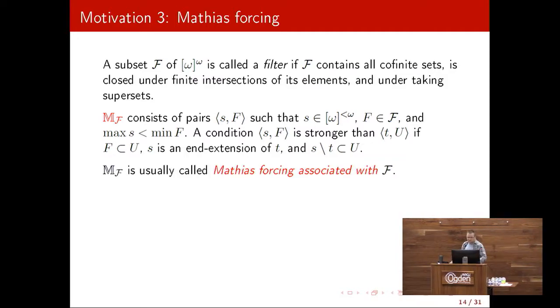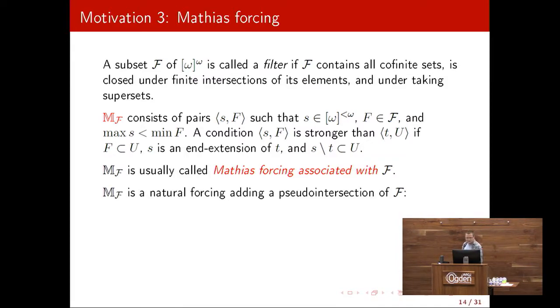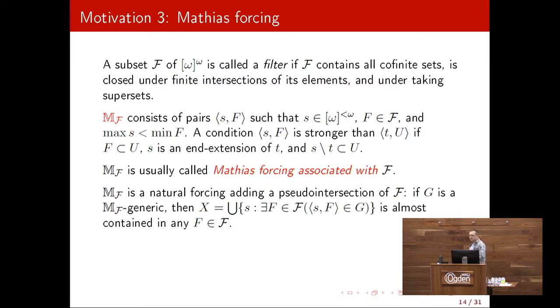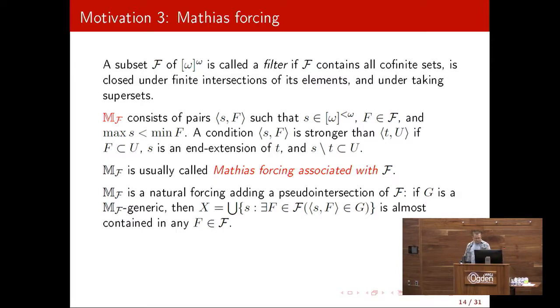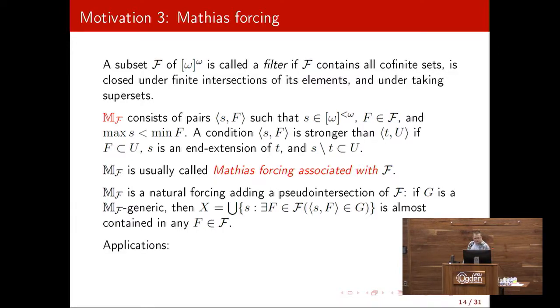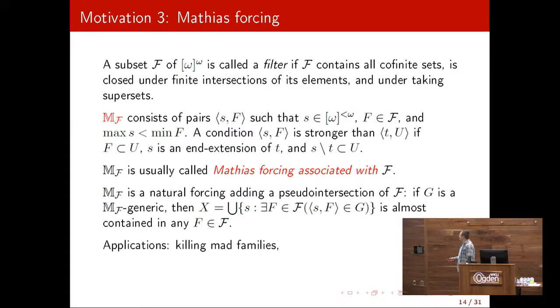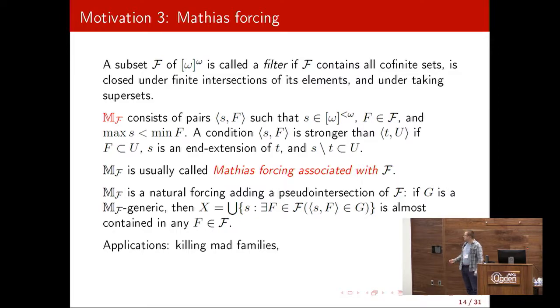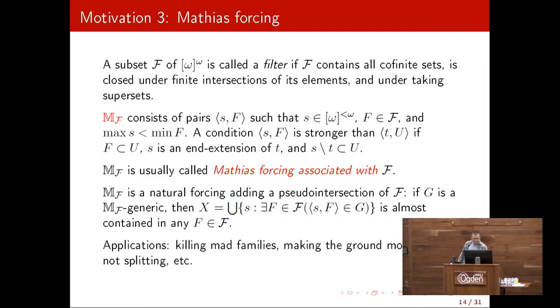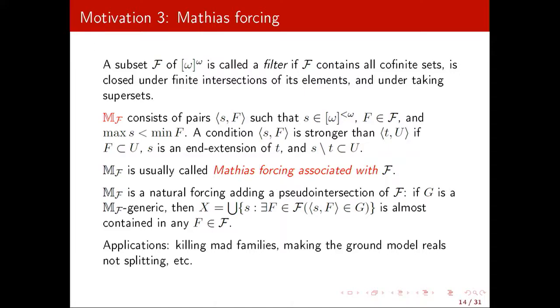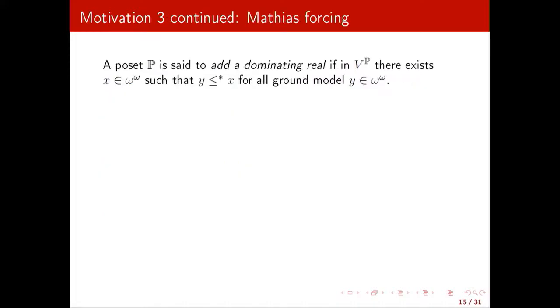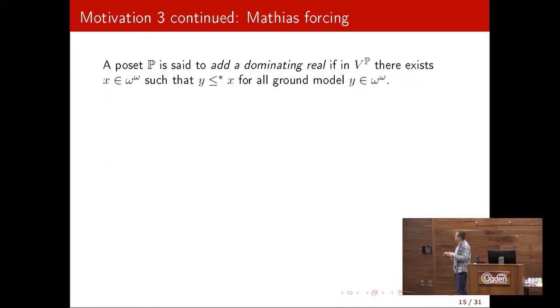This is called Mathias forcing associated to F, and this is probably the most simple way to produce by forcing a pseudo-intersection of a filter F. Namely, if you have a generic filter, look at the union of the finite bits of all the conditions in the generic filter, and that gives you the pseudo-intersection. And as applications, if you apply this to filters which are dual to Menger families, you may kill Menger families with this forcing. And if you apply this to an ultrafilter, you can make ground model reals not splitting, et cetera.